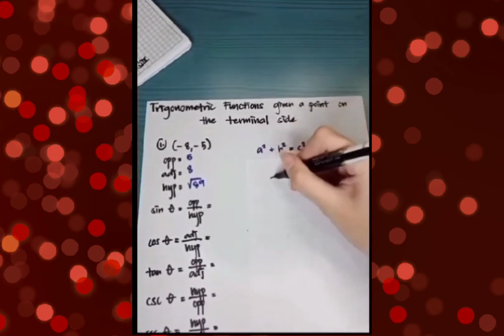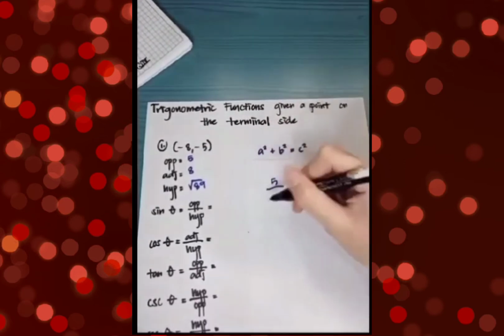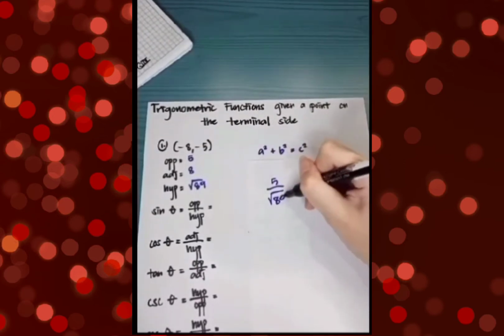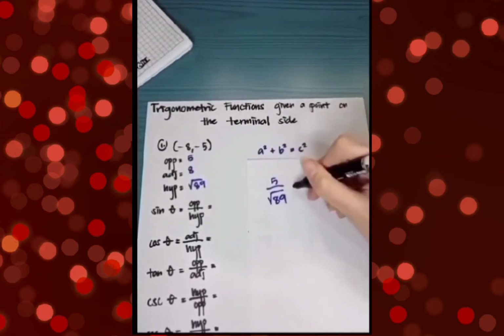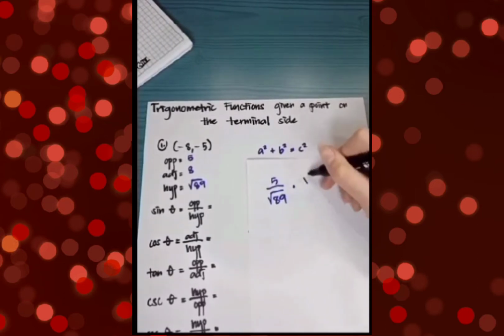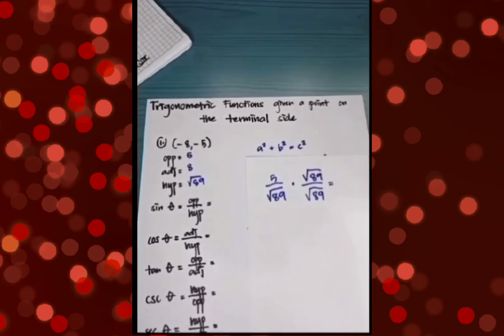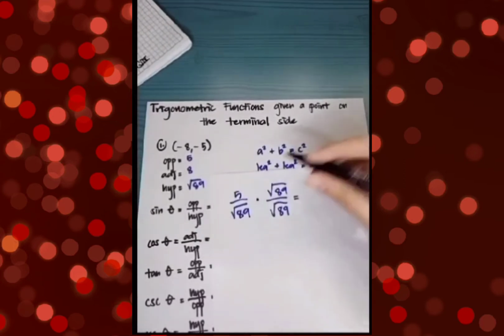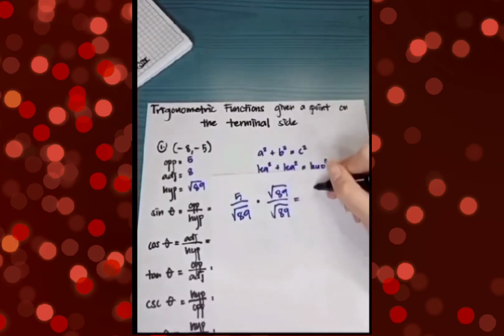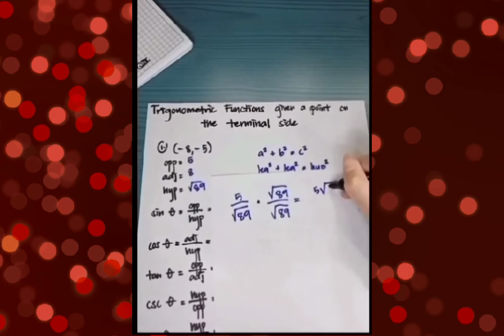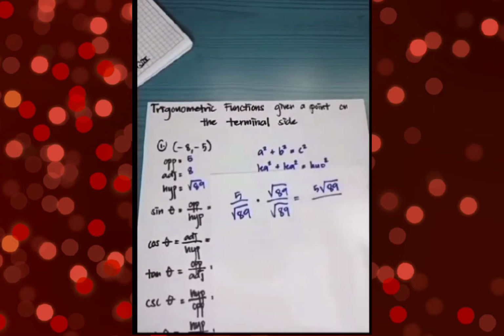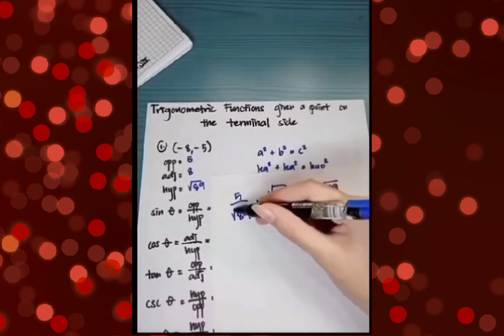Our sine theta should be equal to 5 over the square root of 89, but we need to rationalize the radicals. In rationalizing radicals, what you need to do is multiply the numerator and denominator by a radical that will get rid of the radical in the denominator. In this case, it is the square root of 89. So we need to multiply that to 5 over square root of 89, and that is equal to 5 square root of 89 over 89, because the square root will be cancelled.